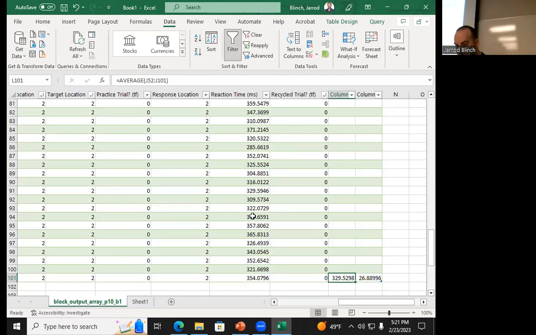So we now have our means here. So we'll say 320 or 330 and 26.9.